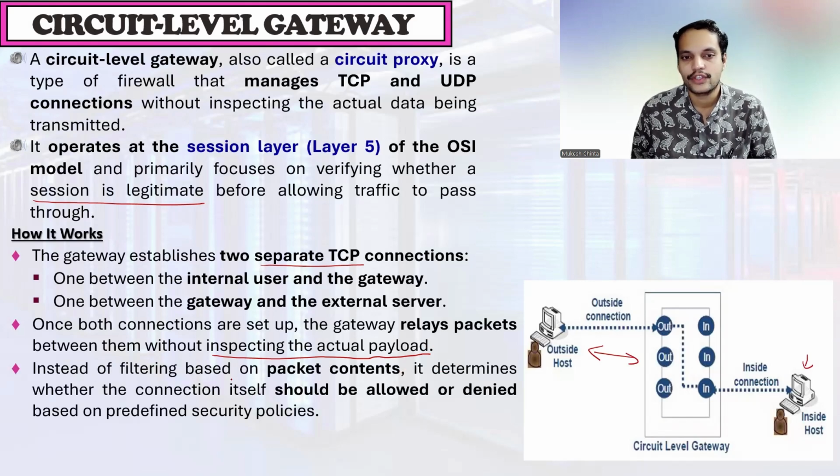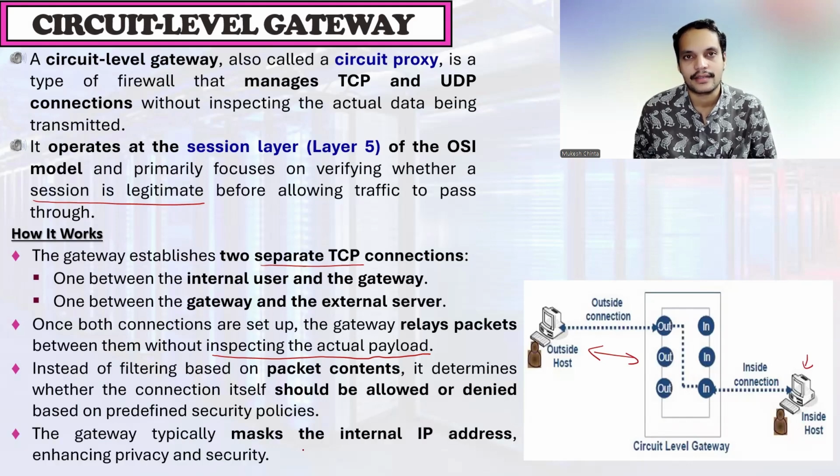Instead of filtering based on packet contents, it determines whether the connection itself should be allowed or denied based on predefined security policies. That means it is going to allow or deny a connection request, whether this connection can be established or not. But once the connection has been established, it will start allowing the packets. It does not inspect the payload of the packet. The gateway typically masks the internal IP address, enhancing privacy and also security.